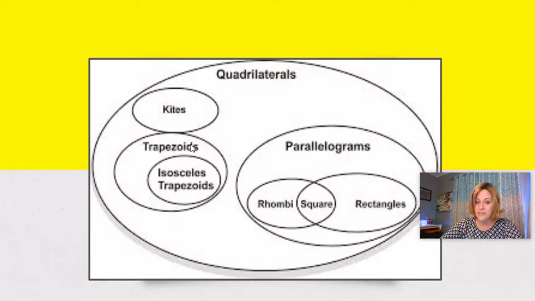A trapezoid, you can have trapezoids, but you can have an isosceles trapezoid within that category. And kites are just their own thing. They do their own thing. They're still a quadrilateral, meaning four-sided figure, four-sided polygon, but they don't really fit into a trapezoid or a parallelogram.